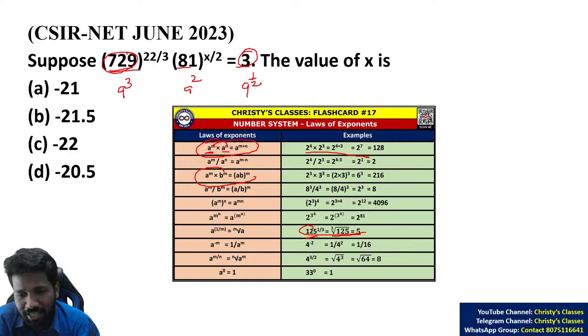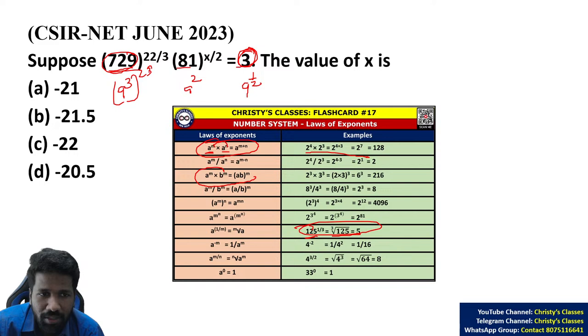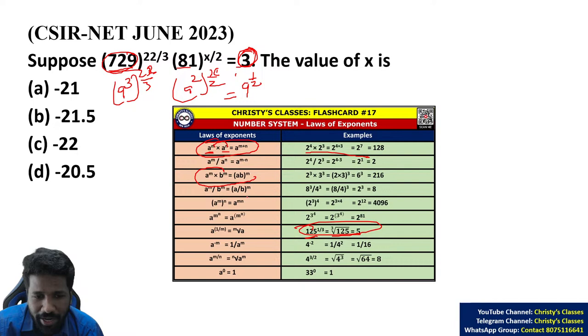So 9 ka square root hai 3. 9 ka square root ko 9 raised to half likh sakta hai. Abhi isko raised to 22 by 3 likh sakta hai. Isko raised to x by 2 likh sakta hai. Isko raised to nothing. So now you can multiply. You have one identity you learned: a raised to m the whole raised to n is a raised to m into n. 2 raised to 3 the whole raised to 4 is 2 raised to 3 into 4. Same way, isko multiply kar sakta. So this 3 will be cancelled. So 9 raised to 22 into, this 2 will be cancelled, 9 raised to x equal to 9 raised to half.